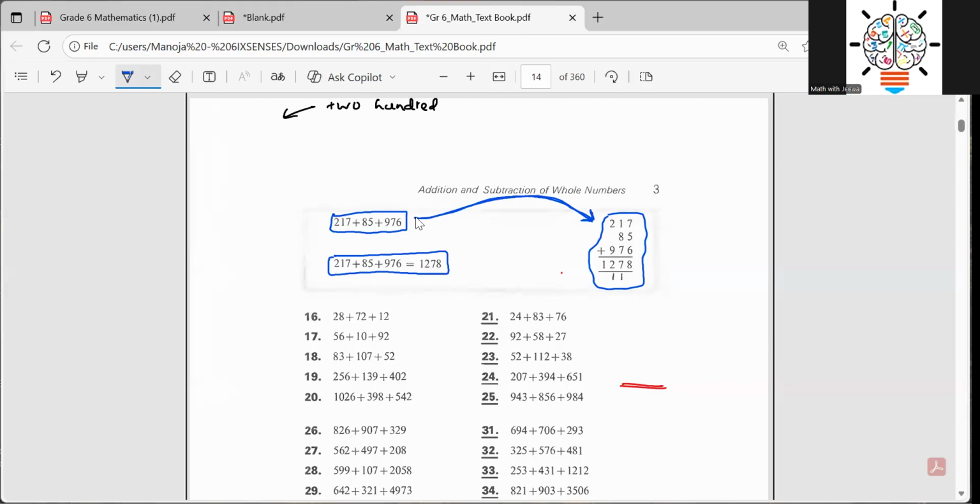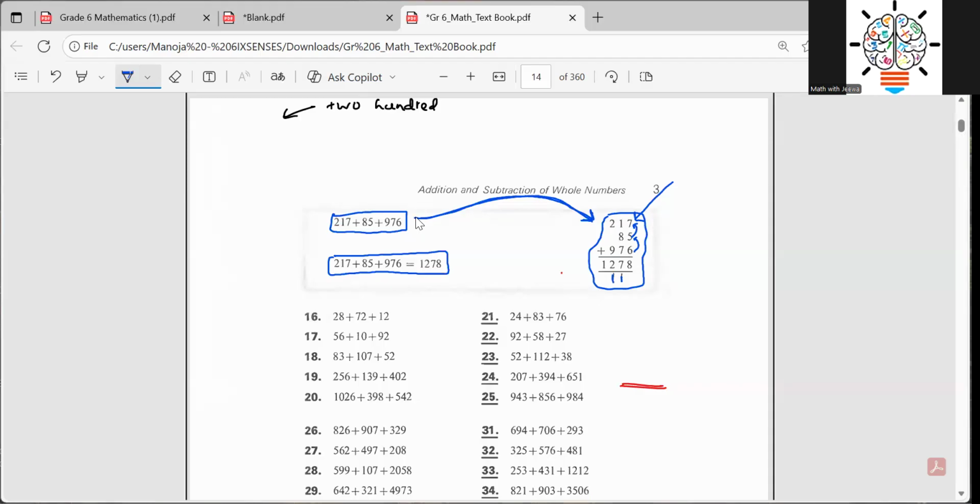Then you add the columns one by one, starting from the units. 6 plus 5, 11, 11 plus 7, 18. You write 8 here, with the 1 as remainder. Then you go to the second column, the tens column. You start from 7 again, 7 plus 8, 15, 15 plus 1, 16, and that remainder 1 becomes 17. You put 7 here and remainder 1.